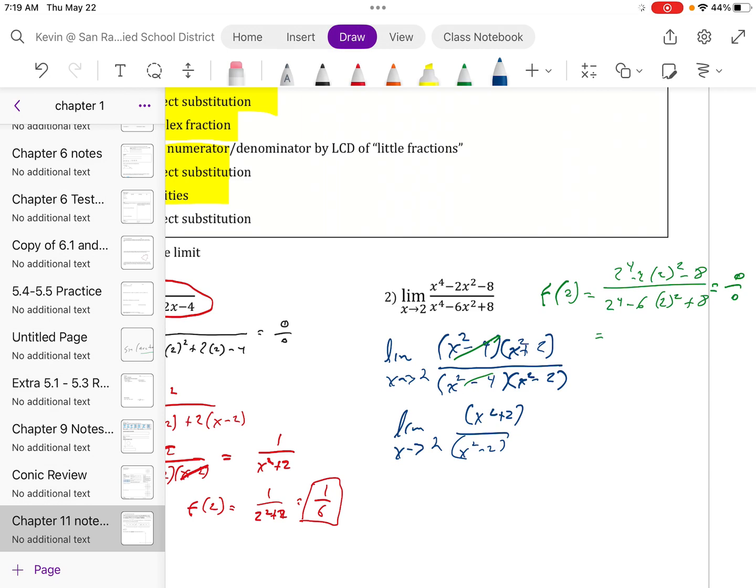So now we'll do our direct substitution. We'll say, okay, well, what if we put 2 in here? We would have 2 squared plus 2 over 2 squared minus 2. That would be 4 plus 2 over 4 minus 2. That would be 6 over 2. So that answer would be 3.